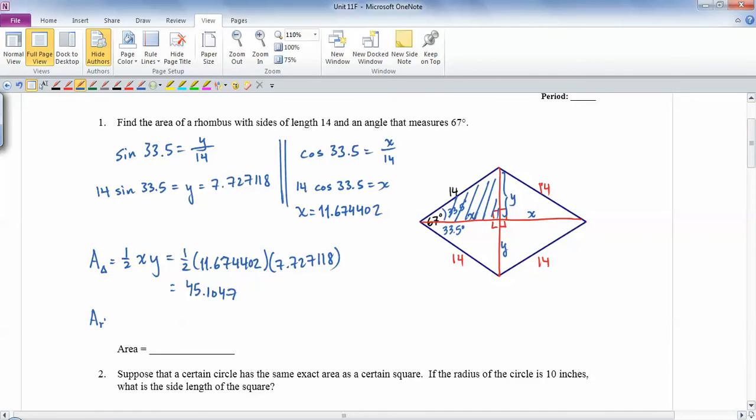And then the rhombus is really 4 of those. So the area of the rhombus is 4 times the area of the triangle. If I multiply this by 4, you end up with 180.419. And there were no units for this one. This would be units squared, whatever the units were, if I gave them to you. Okay, so that's number 1.